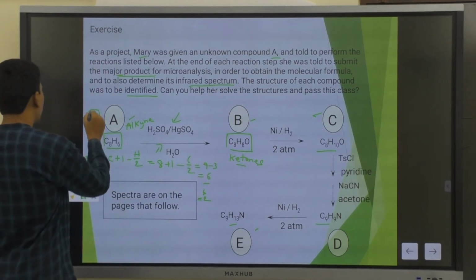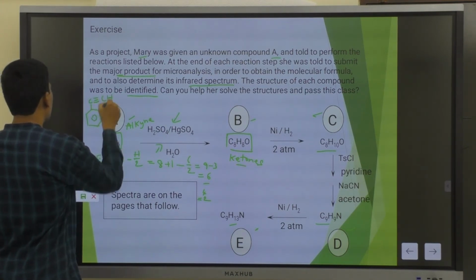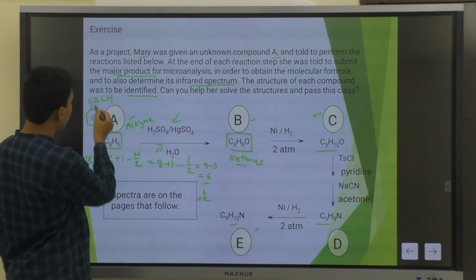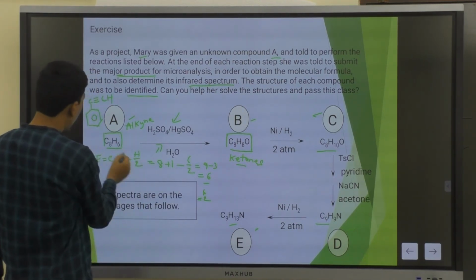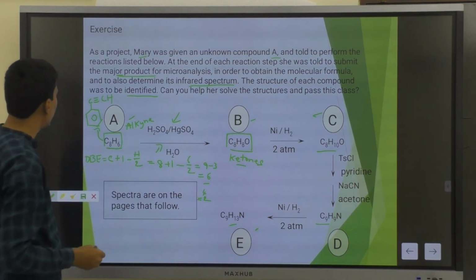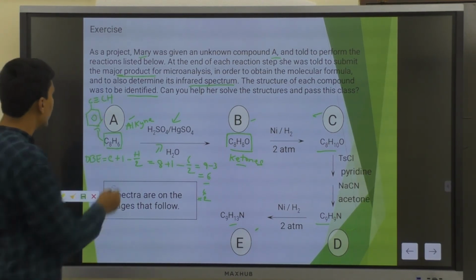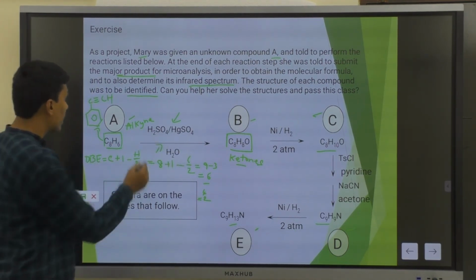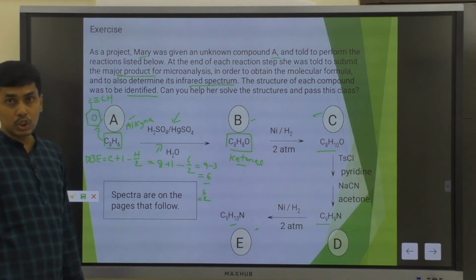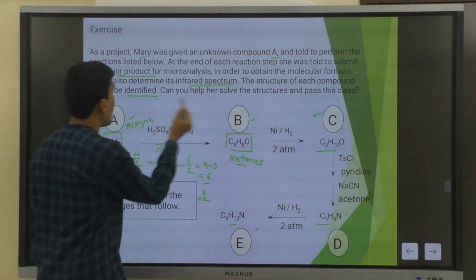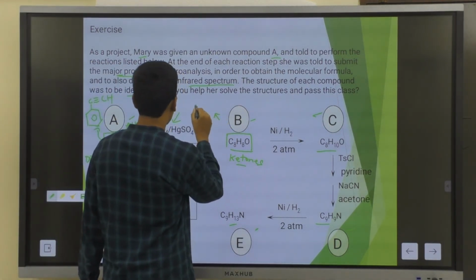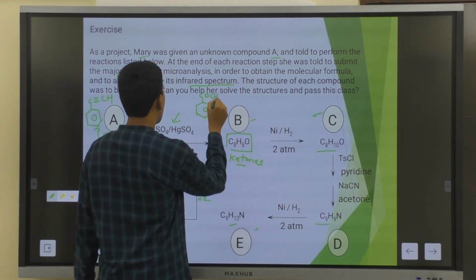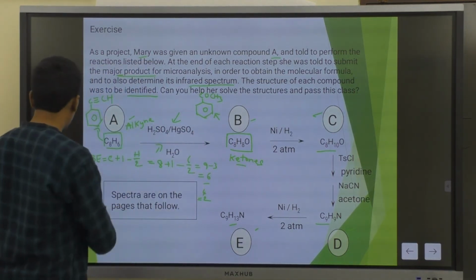So this may be phenylacetylene. You can see the two double bonds here for the alkyne, and the molecular formula C8H6 is also satisfied. So this might be an alkyne, and afterwards, by using H2SO4, HgSO4 and H2O, this is a transformation of alkyne to ketone. We can see the IR spectrum also.